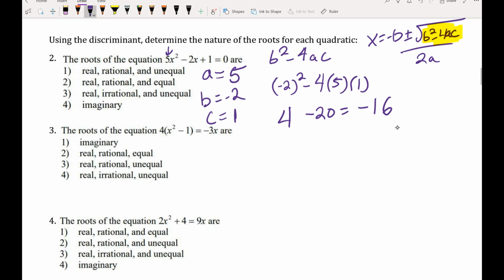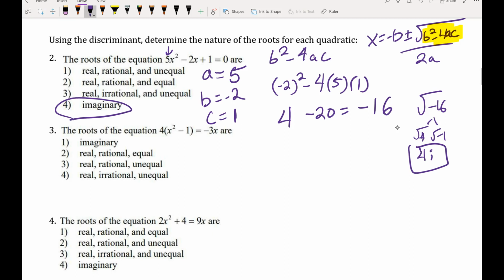Well, if I have a negative under the radical, let's think about what that would be in the quadratic formula. That would simplify to the square root of 16, which is 4, and the square root of negative 1. So that would end up being 4i. So I know I'm going to have some sort of imaginary part there. So these roots are going to be imaginary.